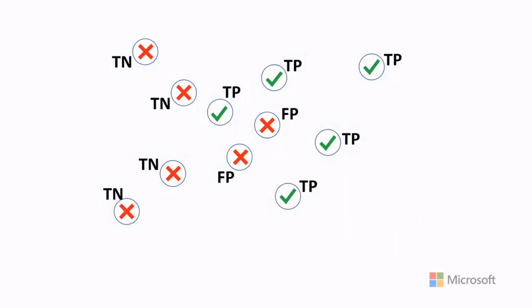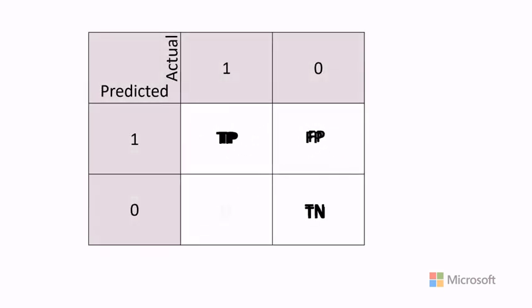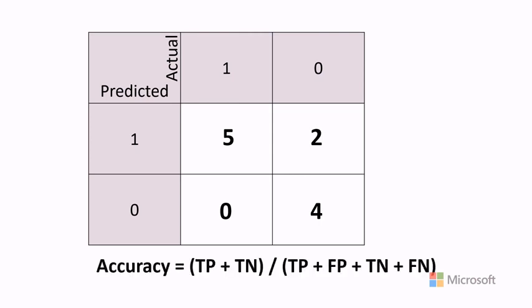Now, the number of true positives, true negatives, false positives and false negatives produced by your model is crucial in evaluating its effectiveness. The counts of these are often shown in what's called a confusion matrix, and this provides the basis for calculating performance metrics for the classifier. The simplest metric is accuracy, which is just the number of correctly classified cases divided by the total number of cases. In this case, there are 5 true positives and 4 true negatives, and there are also 2 false positives and no false negatives. That gives us 9 correct predictions out of a total of 11, which is an accuracy of 0.82 or 82%.